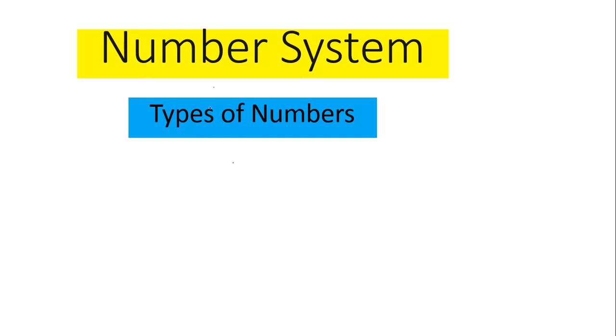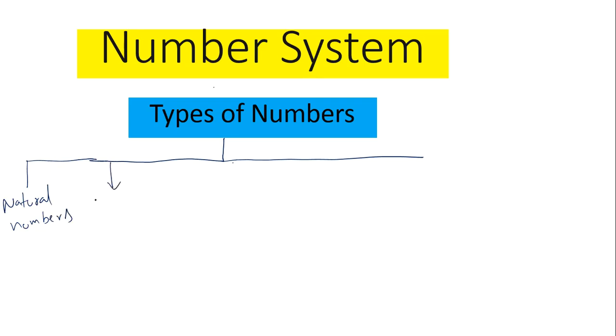Let's look into the types of number system. We have different types of numbers in the number system. Coming to the different types of numbers, we have 5 different types. The first one is natural numbers.